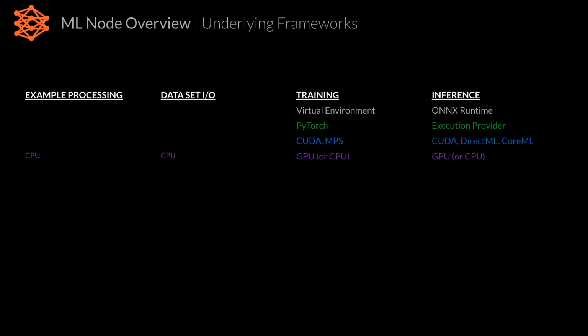So what are the underlying frameworks that are being run under these nodes? The example processing and the dataset I/O are all happening on the CPU. However, the training happens in a virtual environment and runs in Python. It runs a PyTorch script, and underneath it will run CUDA or MPS depending on the architecture you're on. And that will hopefully use your GPU if you have a compatible GPU. The inference works differently. It works using ONNX Runtime, which is C++. Underneath it, it has an execution provider, which allows you to switch between CUDA, DirectML, or CoreML, which then in turn make use of the GPU.